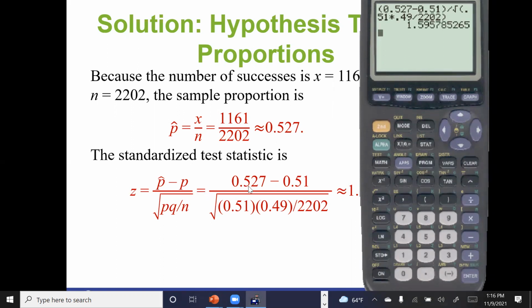If you can do it separately, I would do the top, 0.527 minus 0.51. Notice I'm using an extra zero in one of them, not an extra zero in the other. That's okay. If you get this answer, you did them separately, just click your divide button, because this number here actually gets put into the next entry already. So then you say, divide by the square root of, and then we do the same thing here, 0.51 times 0.49 divided by 2202. And voila, we good? Okay, all the different things we can do in the calculator.